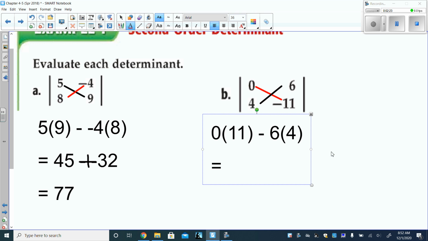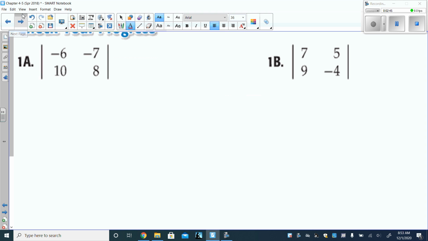And now we just need to simplify. Well, 0 times 11 is going to be 0, minus 6 times 4, which is 24. Well, 0 minus 24 will be negative 24. And that's it. That's all we have to do to find these determinants, our diagonals. So we'll do 2 more here.